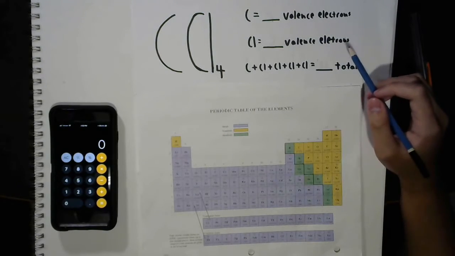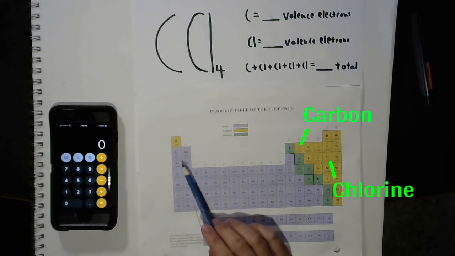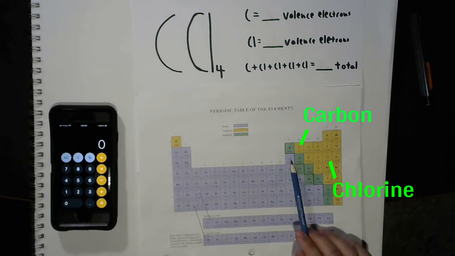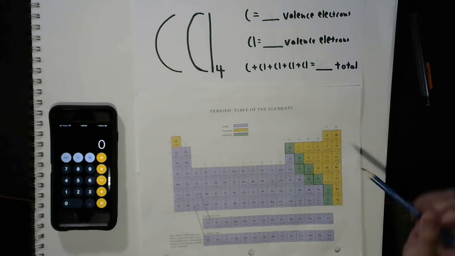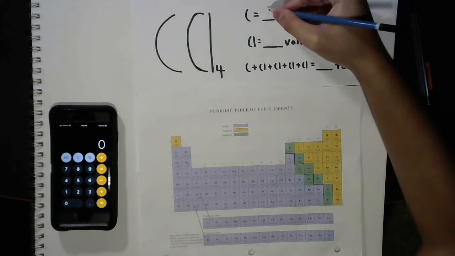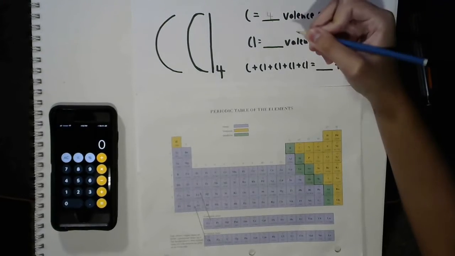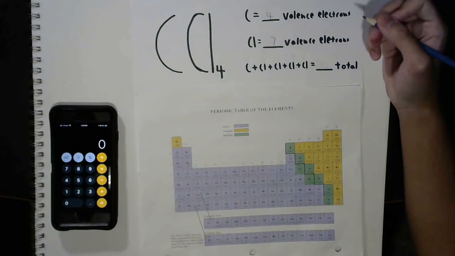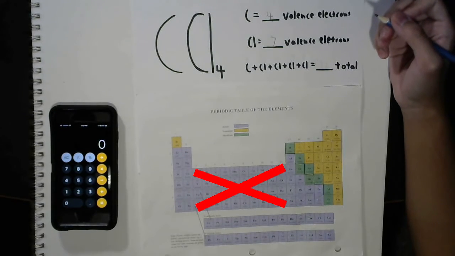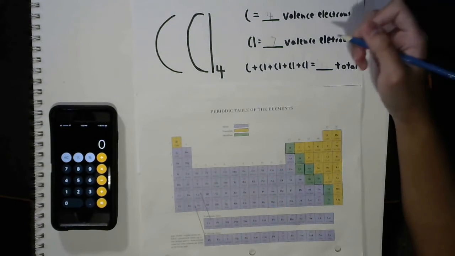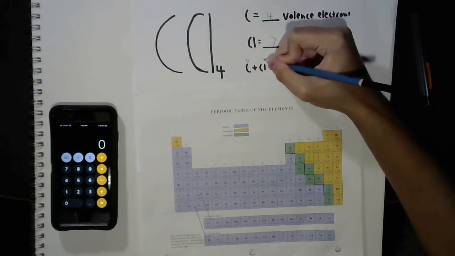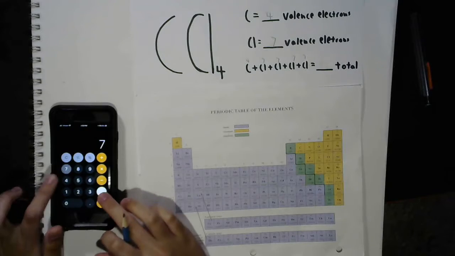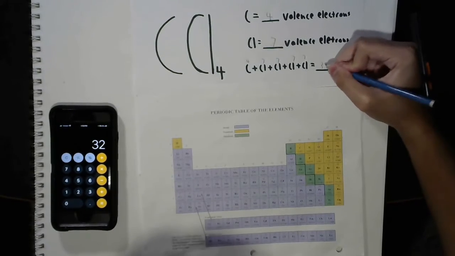Look at the periodic table. Count the number of spaces from left of the table along the period to find the number of valence electrons of an element. As you can see, carbon has 4 valence electrons, and chlorine has 7. Remember, transition metals do not factor into this count. Add all of your valence electrons to get the total valence electrons. In this case, the total is 32.